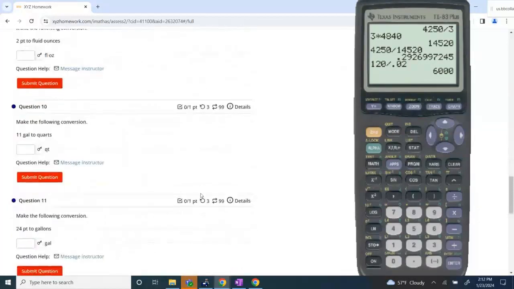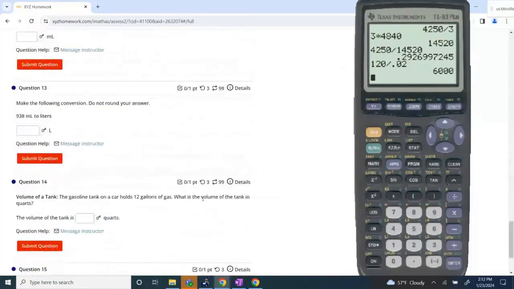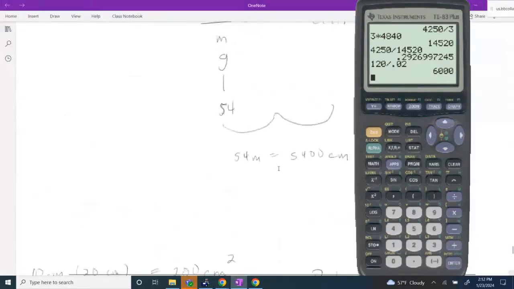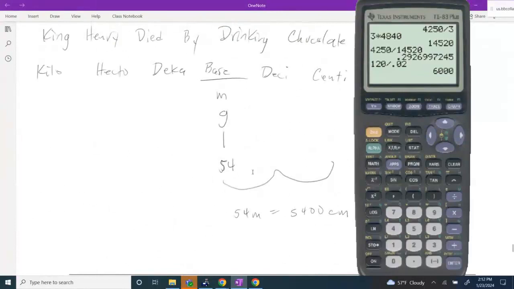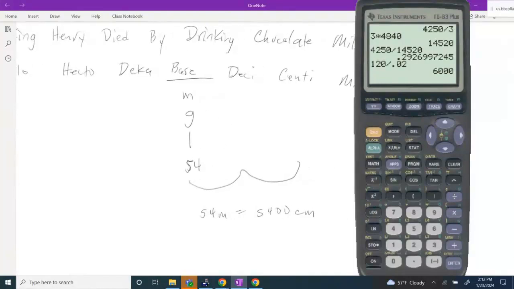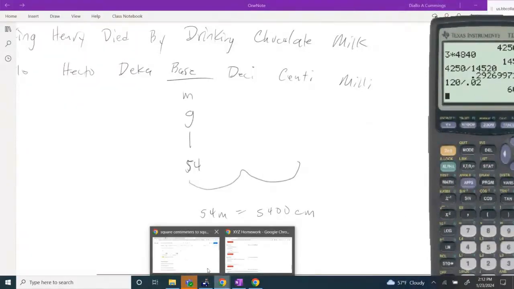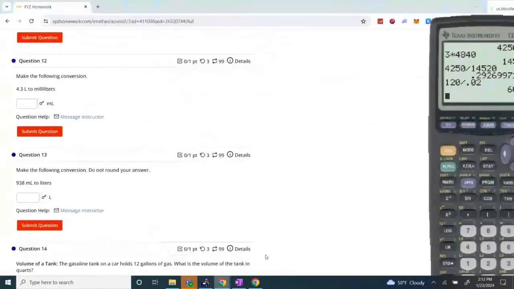Any others in this section 1.2? Number 12 was 4.3 liters to milliliters. When I did the decimals, that brought me to 430. Did I do something wrong? The answer is 4,300. Oh, I see, I forgot the decimeters. Two places. Okay, any other questions about 1.2?